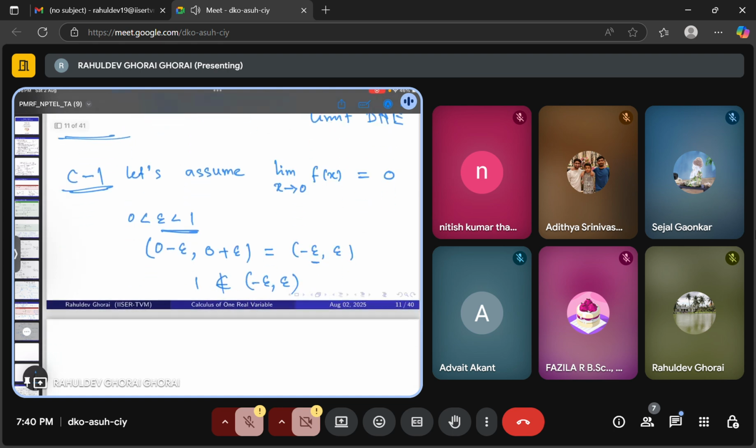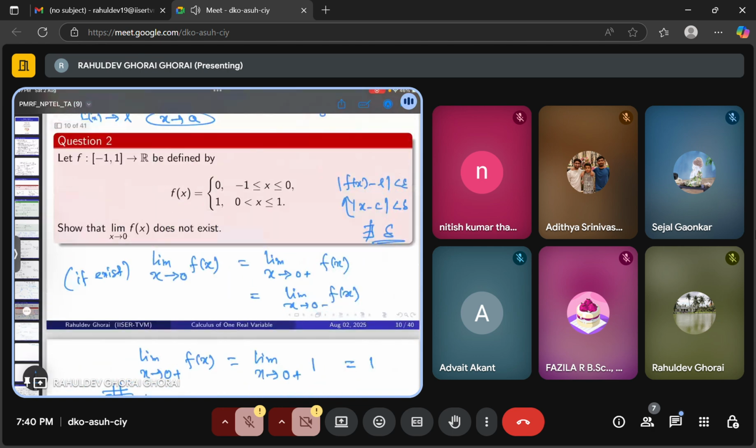Why did we start with 0 minus epsilon, 0 plus epsilon? When L is the limit, you take L minus epsilon to L plus epsilon, and you see whether f(x) is there for all x from x minus delta to x plus delta, right? So start with this 0 minus epsilon to 0 plus epsilon. You see 1 does not belong to minus epsilon to epsilon.